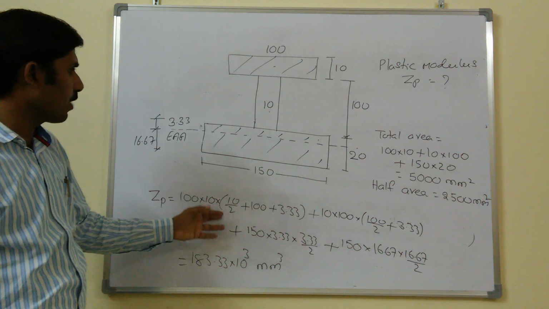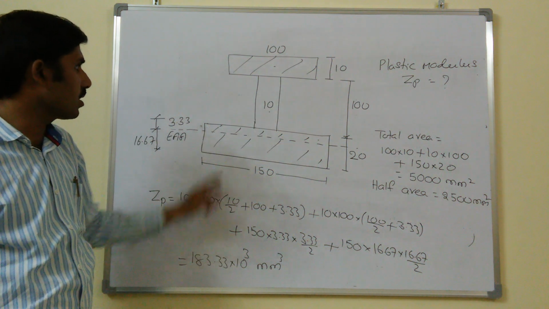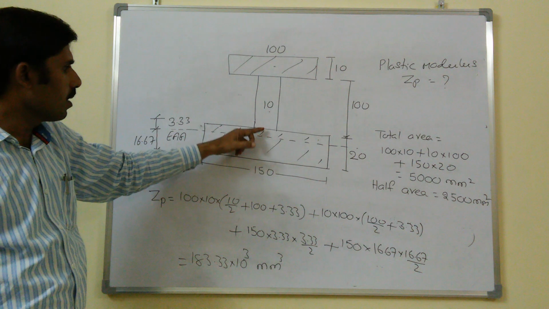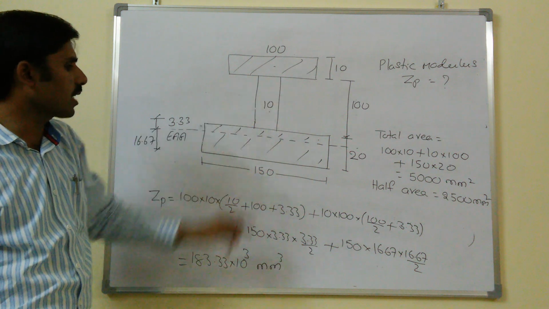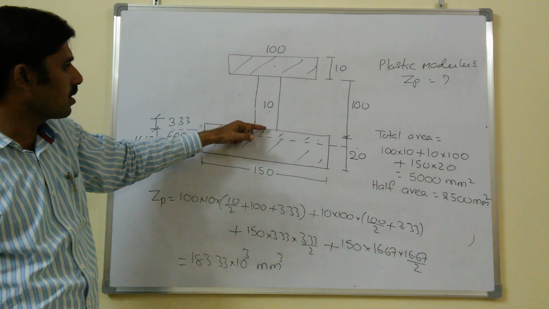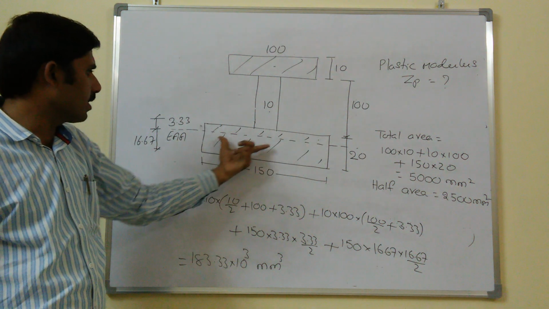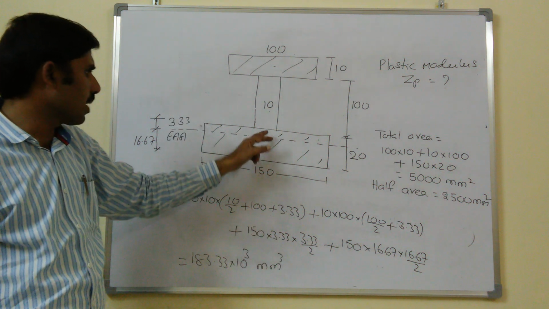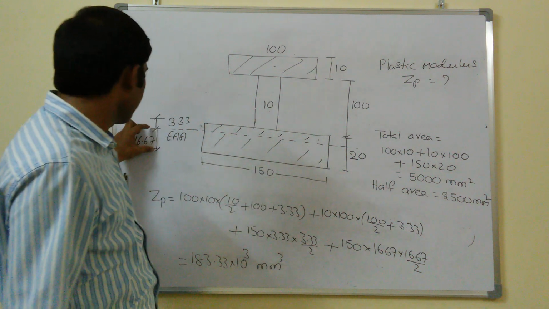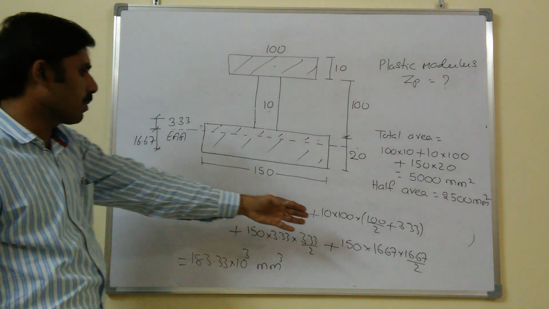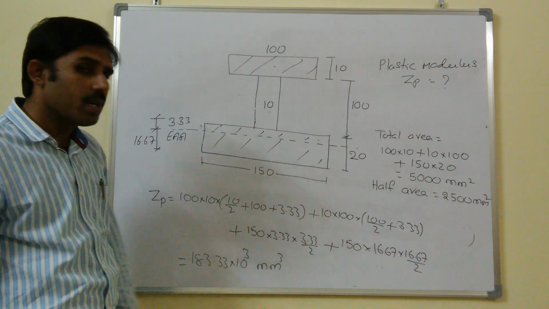For each and every rectangle we need to find the moment of area. Moment of area means 100 into 10 is the area, into the standard distance, that is 10 by 2 plus 100 plus 3.33. Similarly, 10 into 100 is the area of this rectangle and the standard distance is 100 by 2 plus 3.33. Similarly for this one, 150 is the width, 3.33 is the depth, into 3.33 by 2 is the standard distance. Finally 150 is the width for this and 16.67 is the depth, so 16.67 by 2 is the standard distance. So finally we got ZP as 183.33 into 10 cube mm cube.